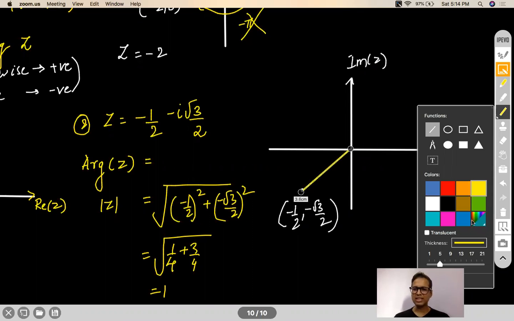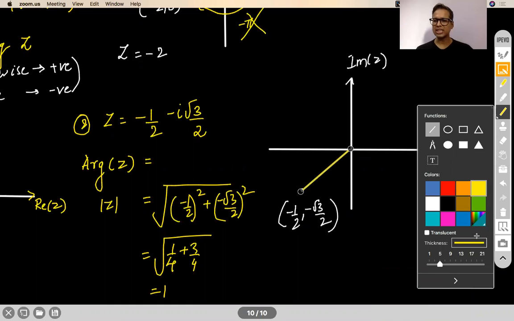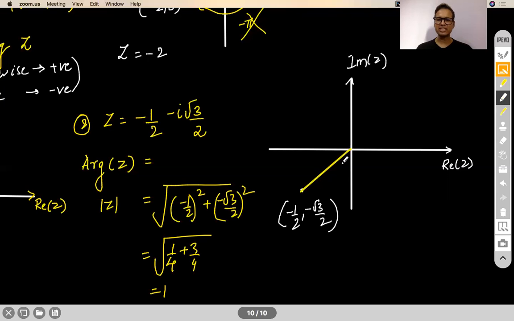Now, which is the shortest angle starting from the positive real axis to reach this line? You'll say, of course, this route. And as you can see, you are taking a clockwise path. The shortest path is the clockwise path. So the answer will be some negative answer. Correct? Now, what is that magnitude part?